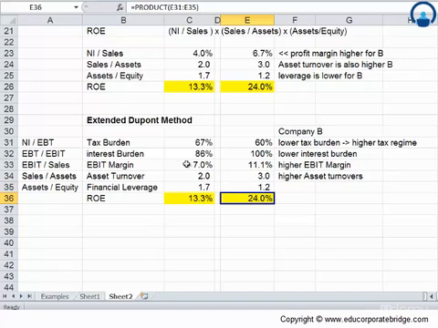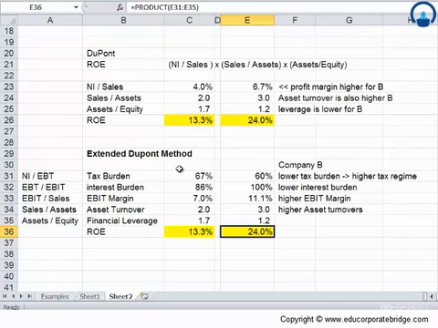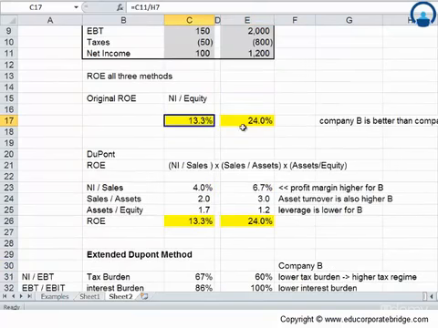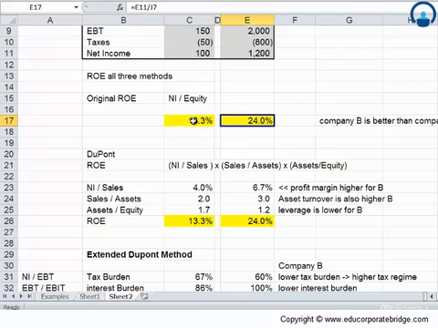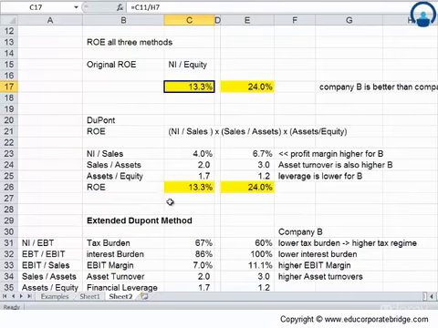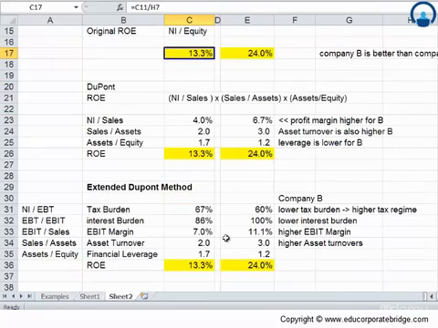What we have noted in this example is that just looking at ROEs does not give us the exact feel of where the ROE is coming from and why this company is performing better than company A. When we look at DuPont and extended DuPont, we figure out the main reasons why. That's why this becomes very important.